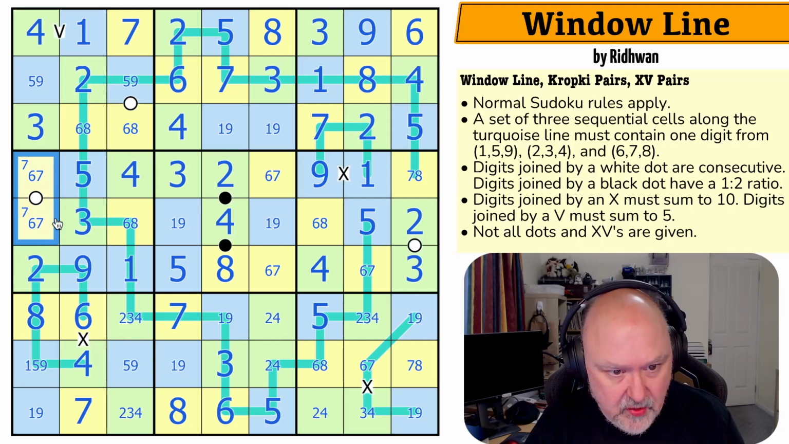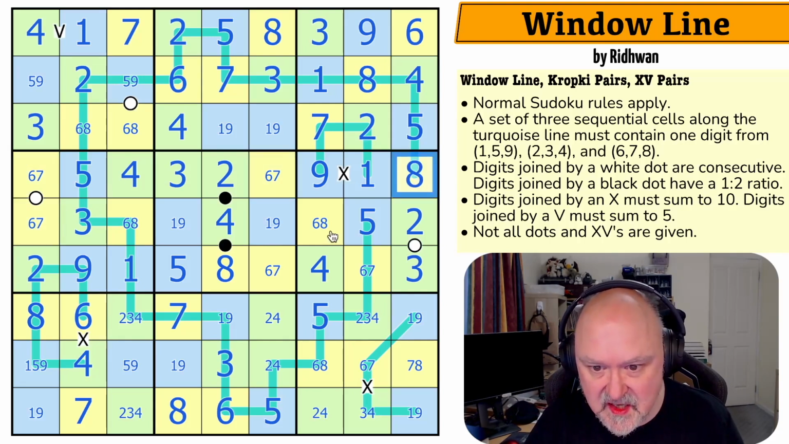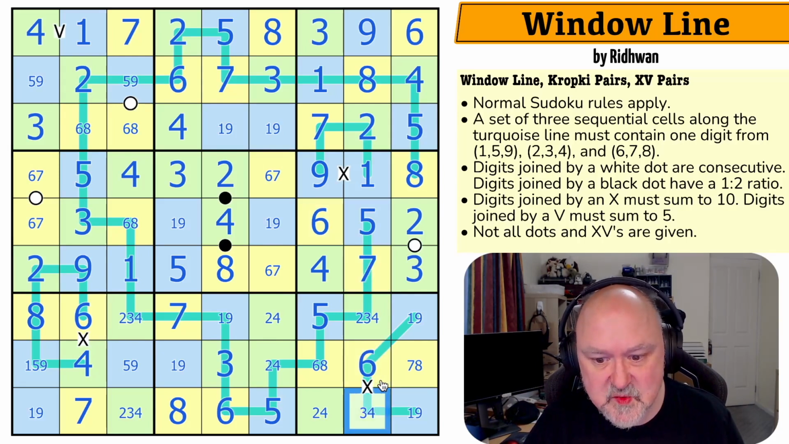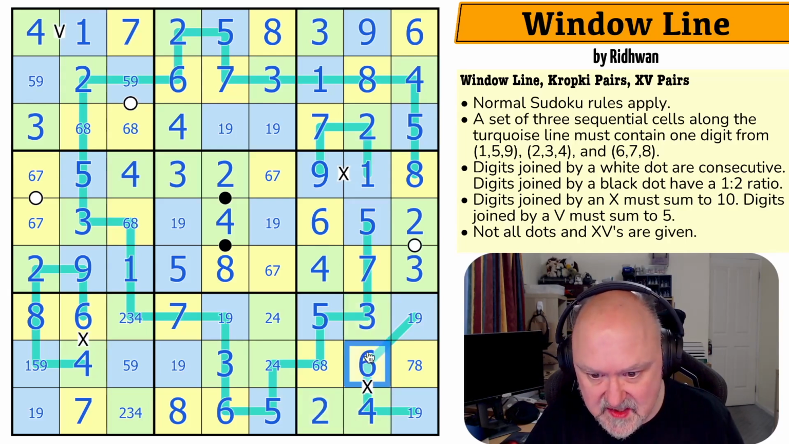which takes 8 off those. This is a 6, 7. The 6, 7 pair makes this the 8, which makes this the 6, which makes this the 7. The 7 looks down, making this the 6, which makes this 4 by X, which makes this 2, this 3. The 6 makes this 8, which makes this 7.